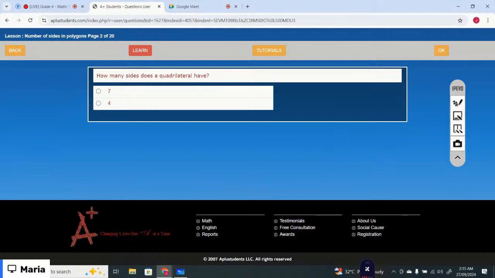How many sides does a quadrilateral have? Quad means 4. So a quadrilateral has 4 sides. The correct option is 4. The quadrilateral has four sides.